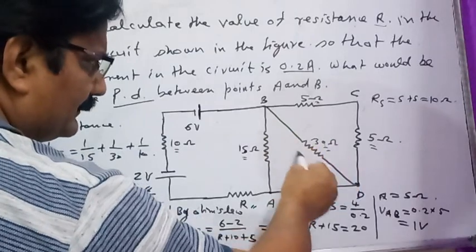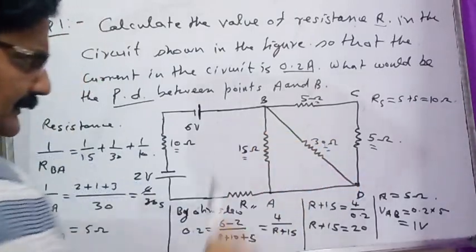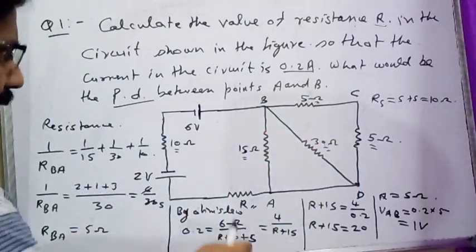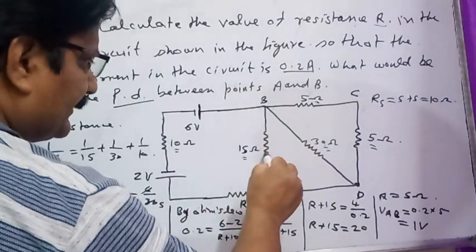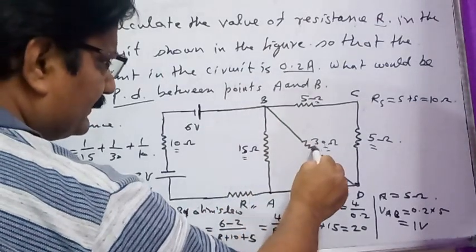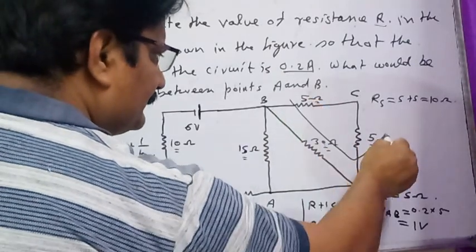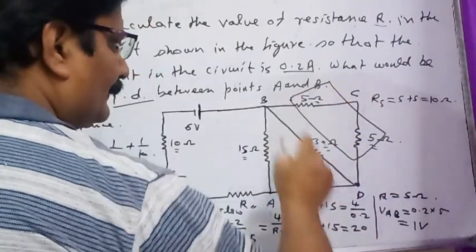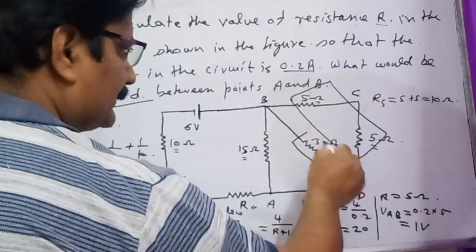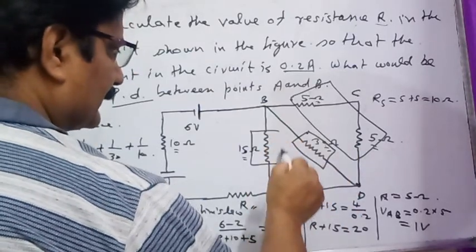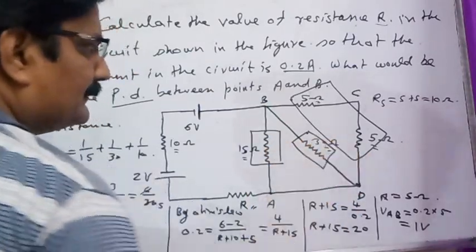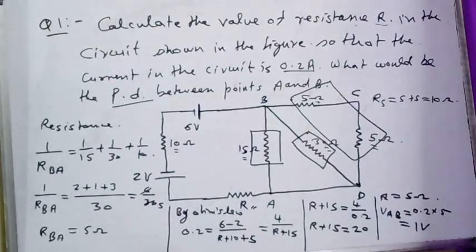And this combination of two 5 ohm resistors is in parallel with this 30 ohm resistance, and then again this 15 ohm resistance is in parallel with the 30 ohm resistance. It means this part of the circuit, this part of the circuit and this part of the circuit, all three are in parallel with each other.